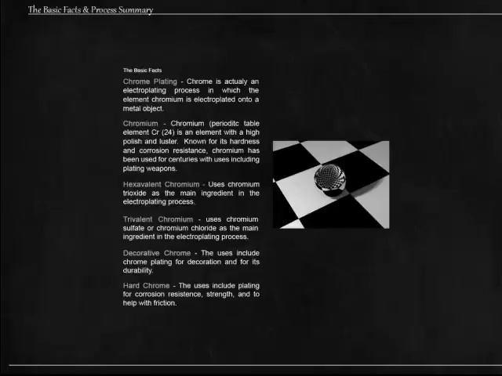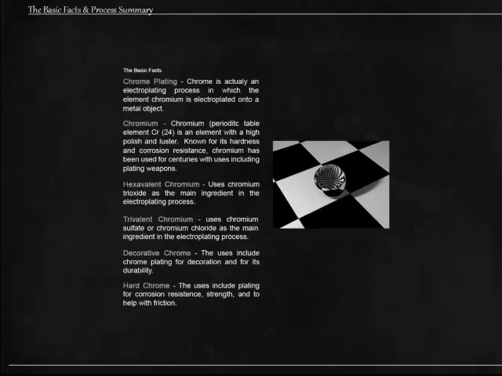Chrome plating is a process in which the element chromium is electroplated onto a metal object. The element chromium itself, number 24 in the periodic chart, is an element with high luster. It's known for its hardness and corrosion resistance. A couple different types of chromium are used in this process: hexavalent chromium, which uses chromium trioxide, and trivalent chromium, which uses chromium sulfate or chromium chloride as the main ingredients.